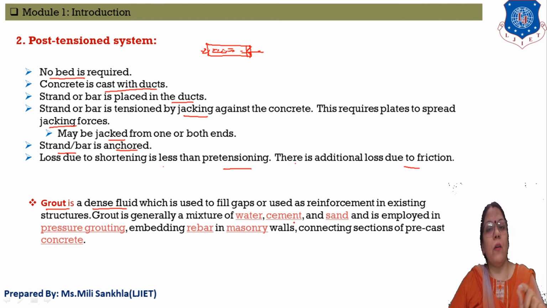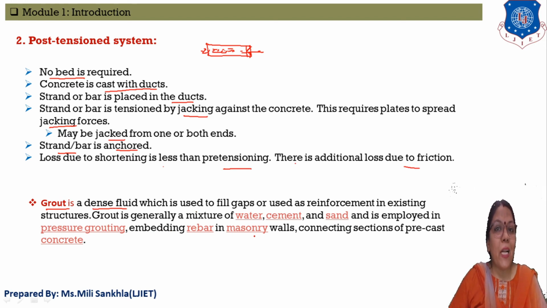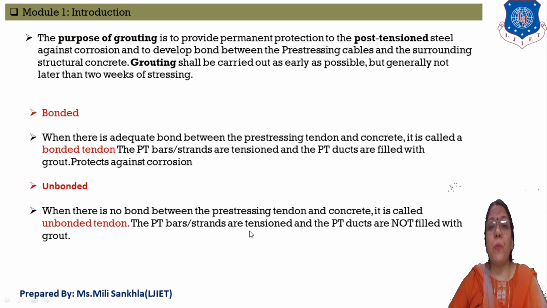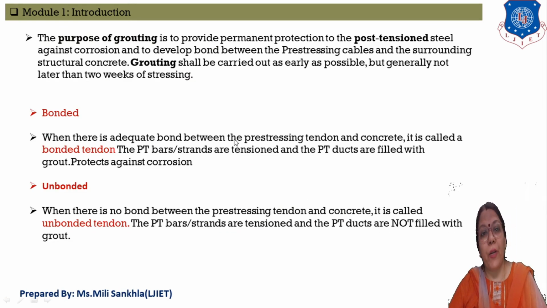Okay, we can say that grout is a slurry of cement, sand and water, and pressure grouting is embedded rebar. This one is not important, but the important one is that grouting is a dense fluid made up of cement, sand and water. The main purpose of grouting is to prevent corrosion of reinforcement. We provide grouting because we want to prevent corrosion of post-tension steel.